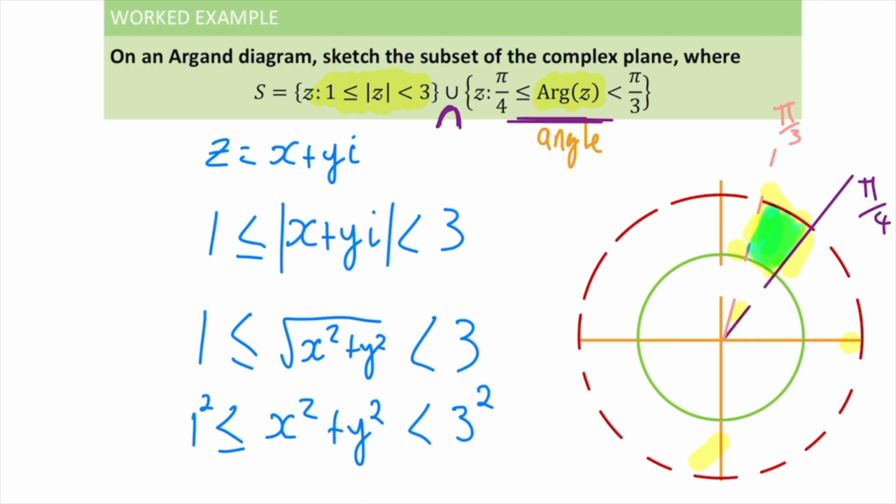Even though we're combining a lot of ideas and a lot of skills, it's still the same process. Substitute in x plus yi into my equation. Whenever I'm finding the argument or the angle, I can simply just sketch on my Argand diagram where those angles are. And again, these could exist anywhere between 0 and 2 pi. So just keep that in mind. Both of these were in quadrant 1. It doesn't have to be in quadrant 1 though.